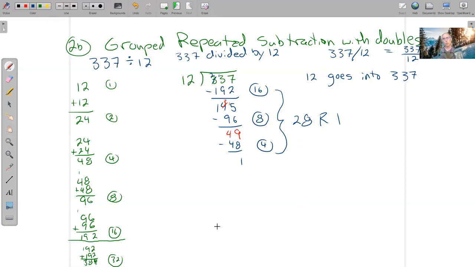So the group repeated subtraction with doubles is we make a list of doubles, and we make a note of how many doubles I have, right? Or how many 12s I have in this case. So there's 1 12, 2 12s, 4 12s, 8 12s, 16 12s. I went to 32 12s just to make sure I didn't need any more. And then I start taking out the groups I need.